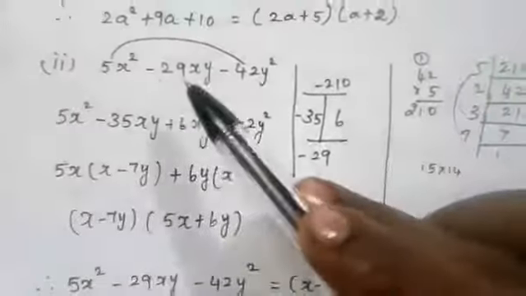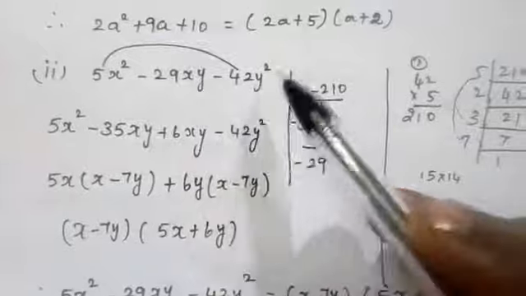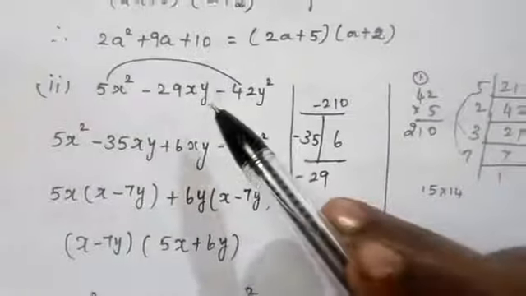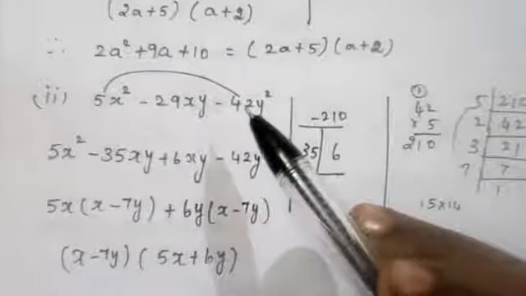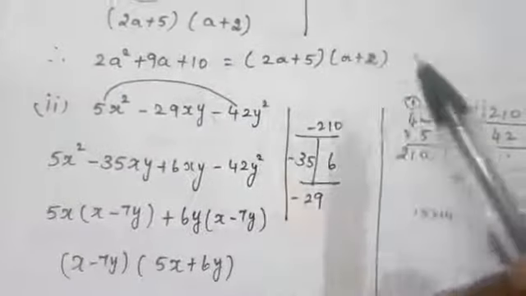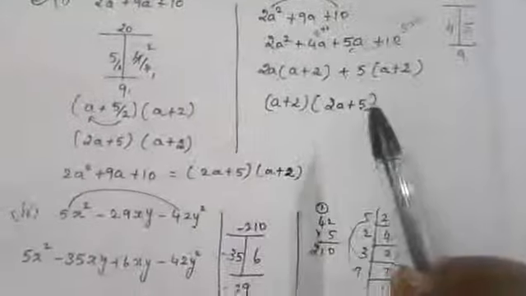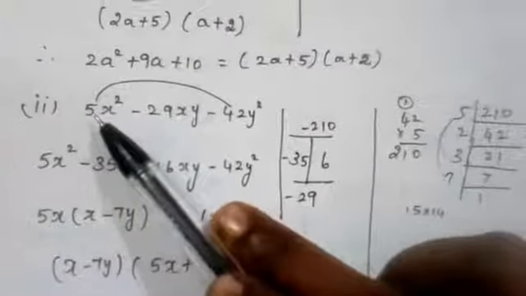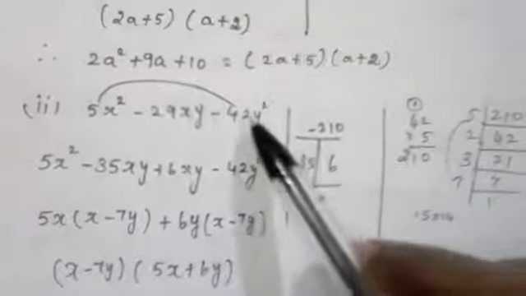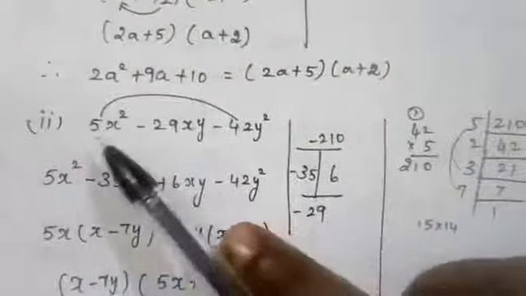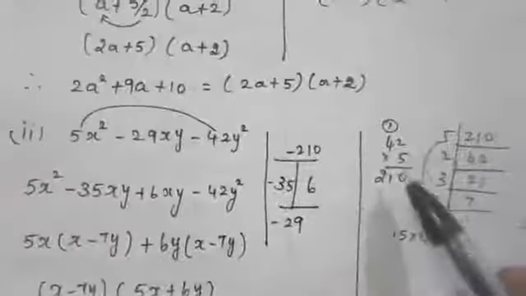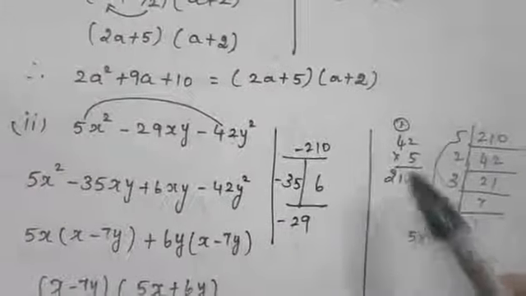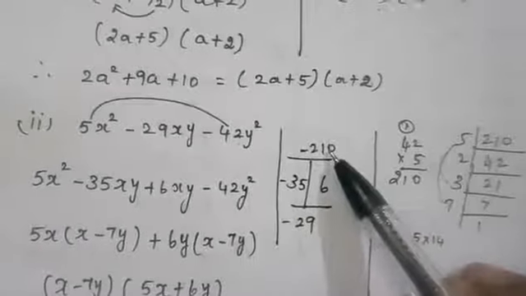Second problem, 5x square minus 29xy minus 42y square. Here two variables are used, one is x, another one is y. So for a problem like this you have to use the second method I taught you. First you multiply the coefficient of x square and the last term. That is 5 into minus 42. 5 into 42 is 210. So the product value is minus 210.